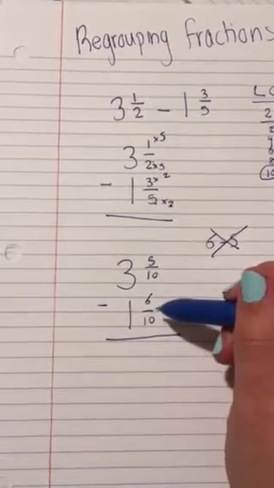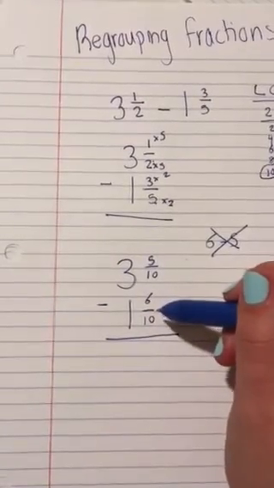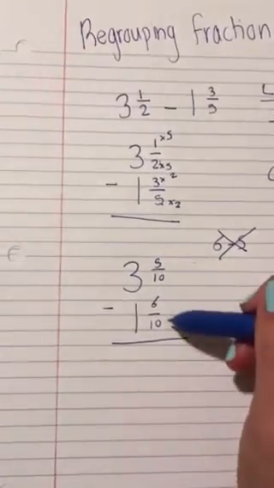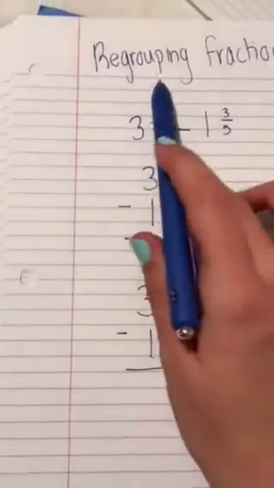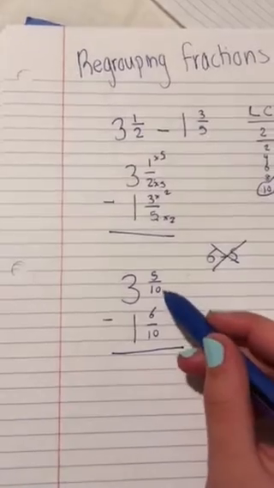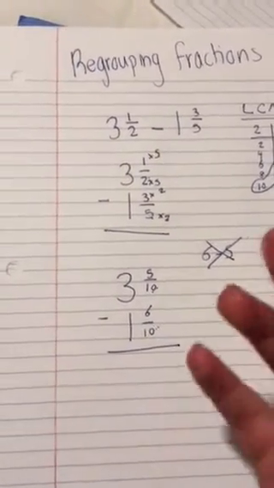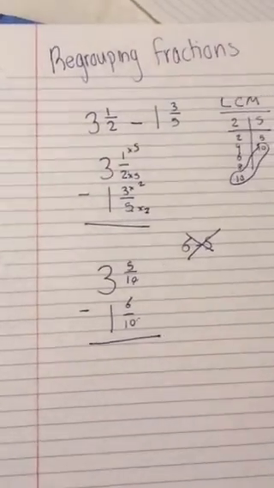We're not taking a piece away from 1 6/10. Okay, we're taking a piece away from 3 5/10. Right? So now that we have common denominators, we need to regroup. Okay, so if I'm looking at my denominators, I have 10 in each. That means 10 pieces, 10 equal groups. So think about it like this.